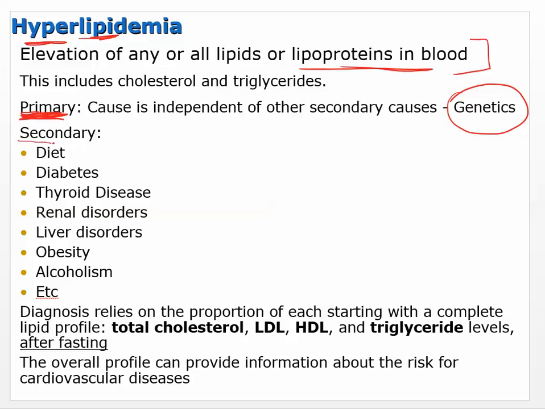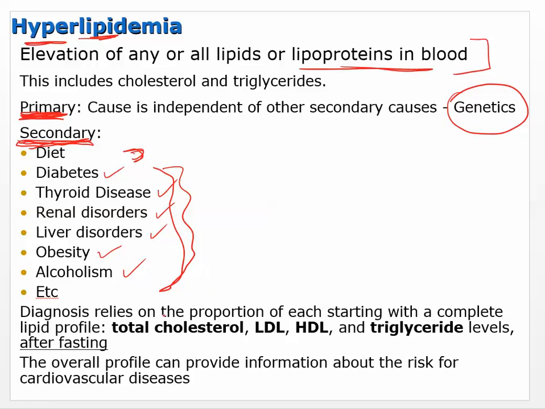Secondary causes are things you do have control over, and a client or a patient can modify them. Diet, they can modify that. Some of these others you can't necessarily. It's hit and miss. Diabetes, maybe not. Thyroid disease, same, maybe not. Renal disorders, liver disorders, obesity, maybe. Alcoholism, sure, you might be able to control that, but that's a whole other category. But these things can all lead to hyperlipidemia as well.